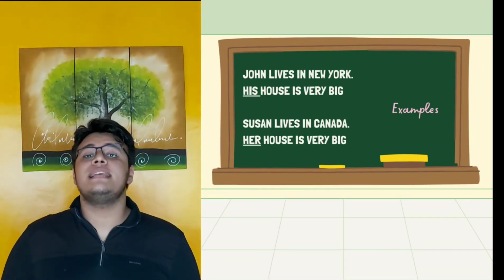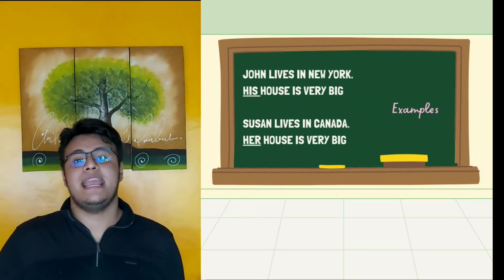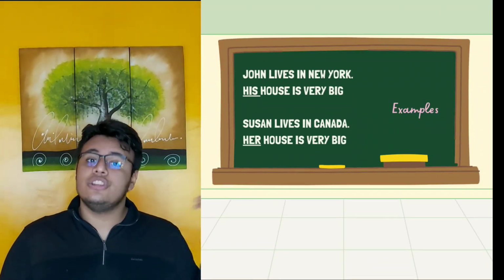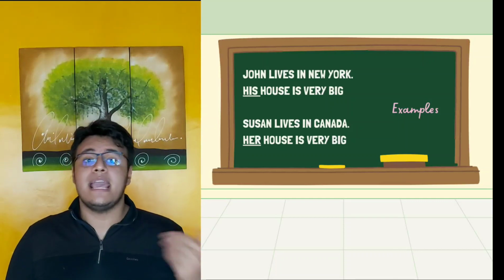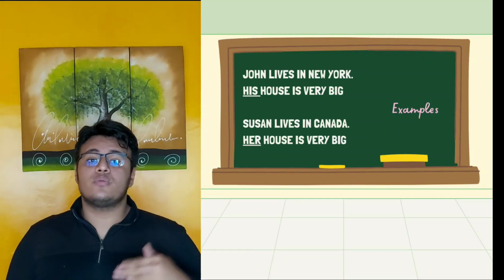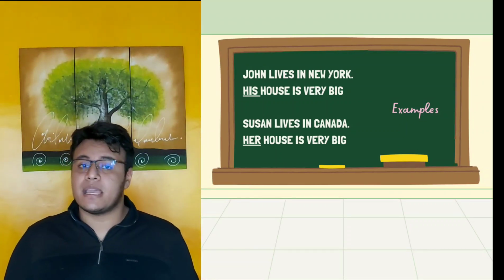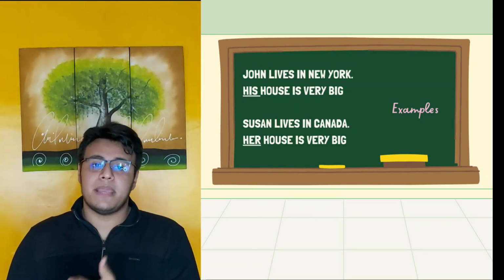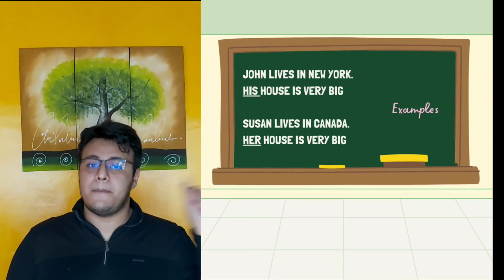Now, for the first example, we have: John lives in New York City. His house is very big. Whose house is very big? John. So we are indicating that the house belongs to John, and John is a boy. That's why we're using his. His house is very big. Okay? So we are not repeating John again. Instead of writing John has a big house, we are writing his house is very big.